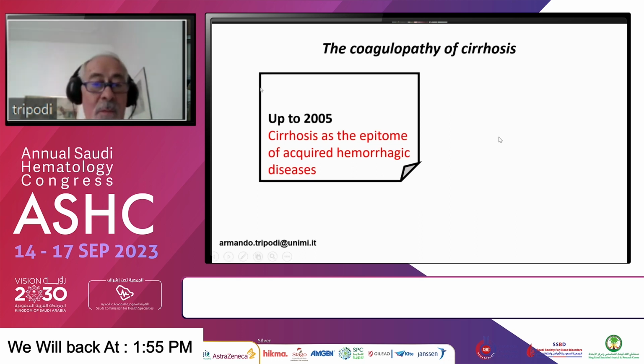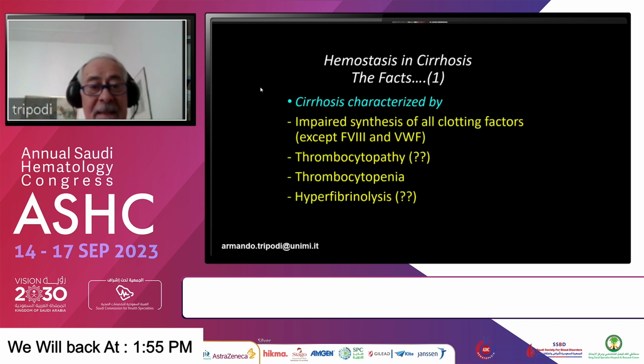As you probably know, over the last 20 years, the so-called coagulopathy of chronic liver disease underwent dramatic changes. In fact, up to 2005, cirrhosis was recognized as the epitome of the acquired hemorrhagic diseases. We know very well that cirrhosis is characterized by impaired synthesis of all coagulation factors, with the exception of factor VIII and von Willebrand factor. I will come later on this aspect. Also, cirrhosis is associated with thrombocytopathy, thrombocytopenia, and probably hyperfibrinolysis.